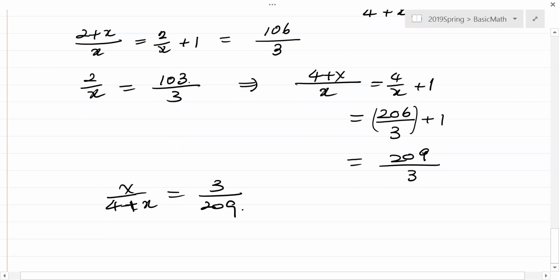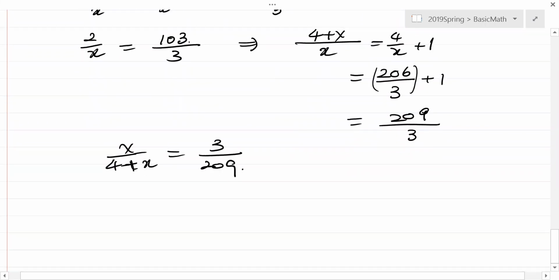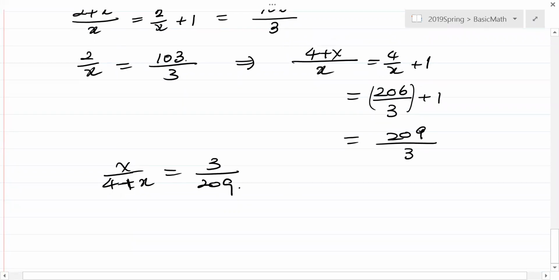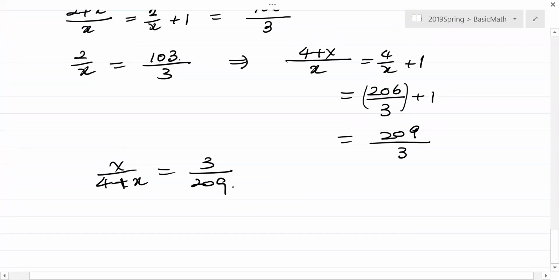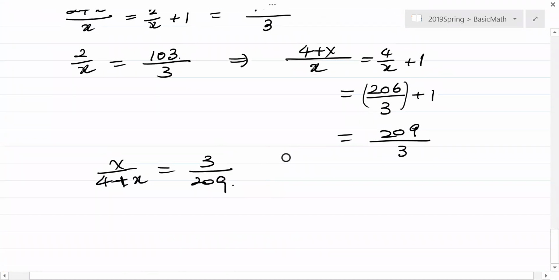You know, just a small trick. You can solve for x, but directly solving for x is complicated. You don't need to solve for x. You just need to get 1 over x. Otherwise, there are lots of computations involved.